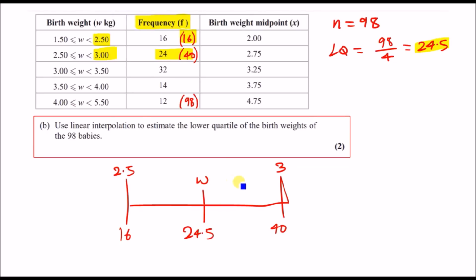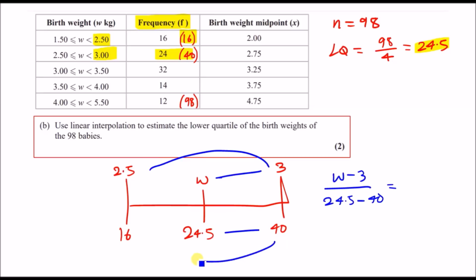So interpolation tells us that if we find some kind of ratio, if we subtract these two, so pick any matching parallel pairs, W take away 3 over 24.5 take away 40, it must equal another matching pair. So let's say 3 and that, 40 and that. So 3 take away 2.5 over 40 take away 16. So linear interpolation is kind of nice. You just match anything. I could have chosen another pair. I could have said 2.5 take away W over 16 take away 24.5.